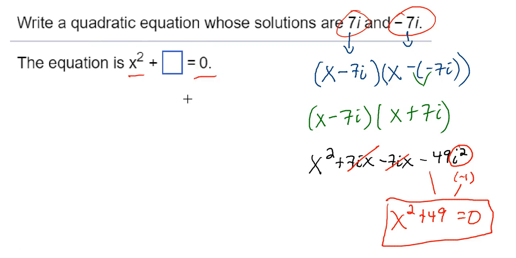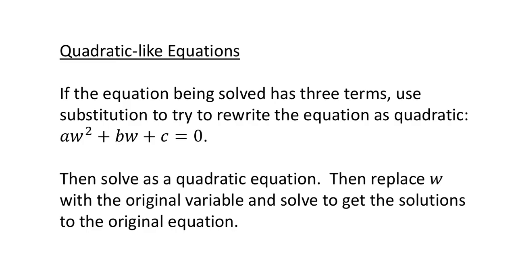They already have the x squared here. They already have the equal 0. So all you would have to do is type 49 into the box here to type the answer in the Math Excel. All right, let's take a look at the last type of problem for this section.